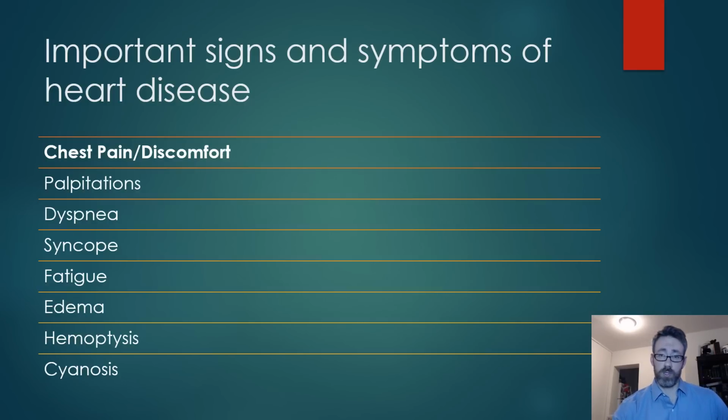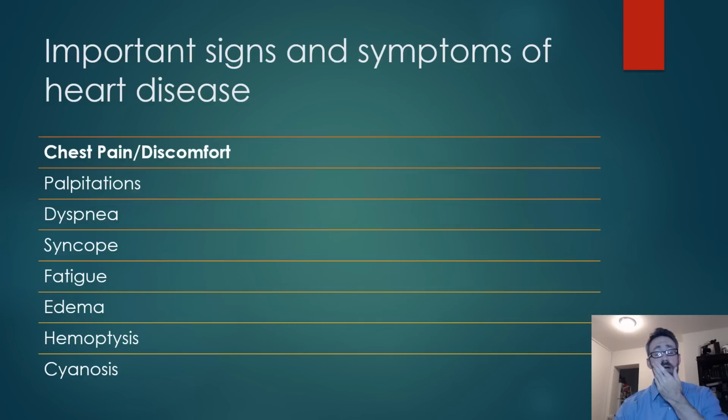Dyspnea, which is shortness of breath, because it is linked serially within the structure of the heart, can also play a prominent role. Syncope. Syncope is a temporary loss of consciousness, right? Oftentimes due to something like a drop in their blood pressure.